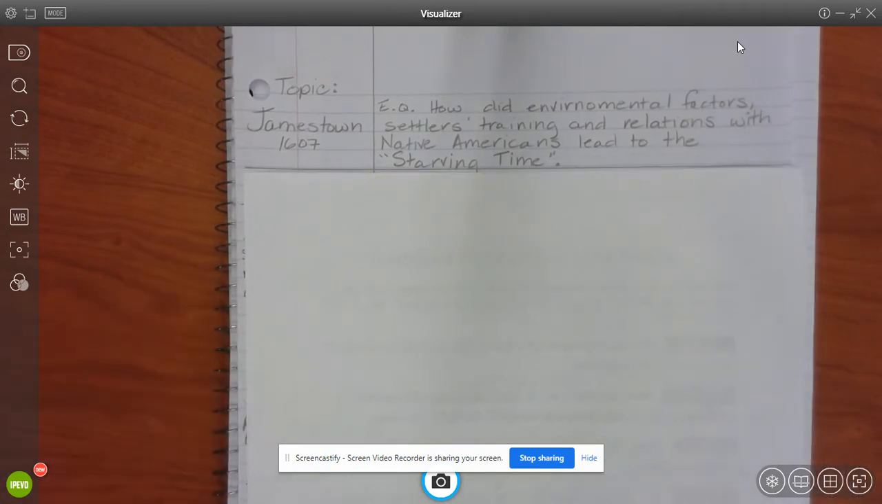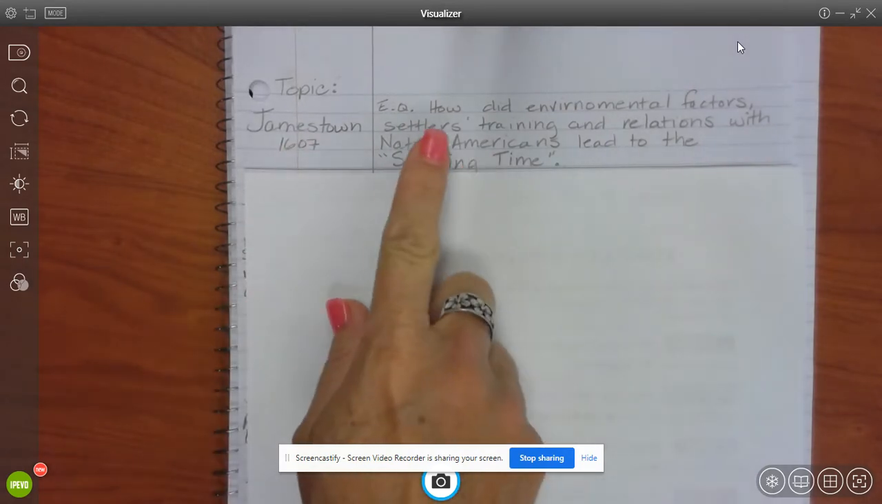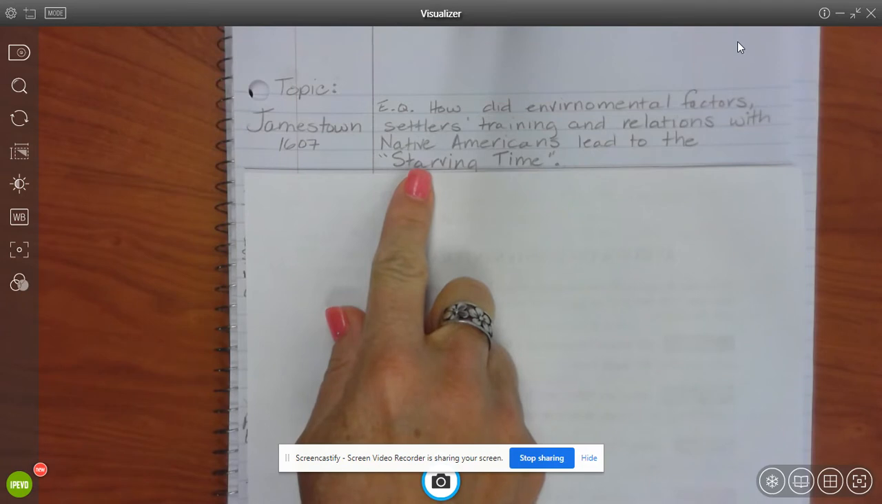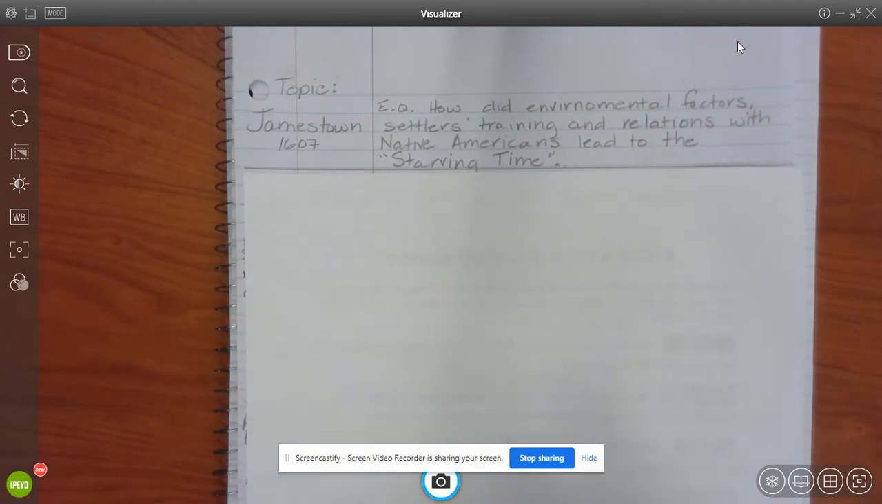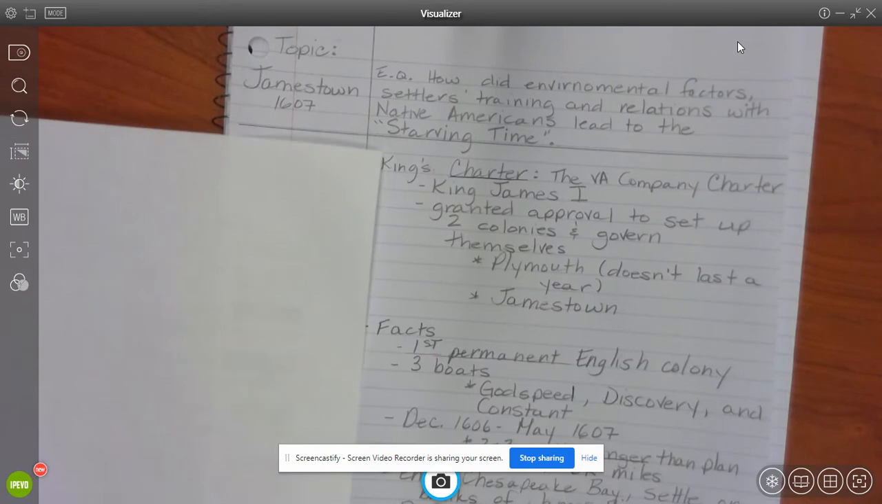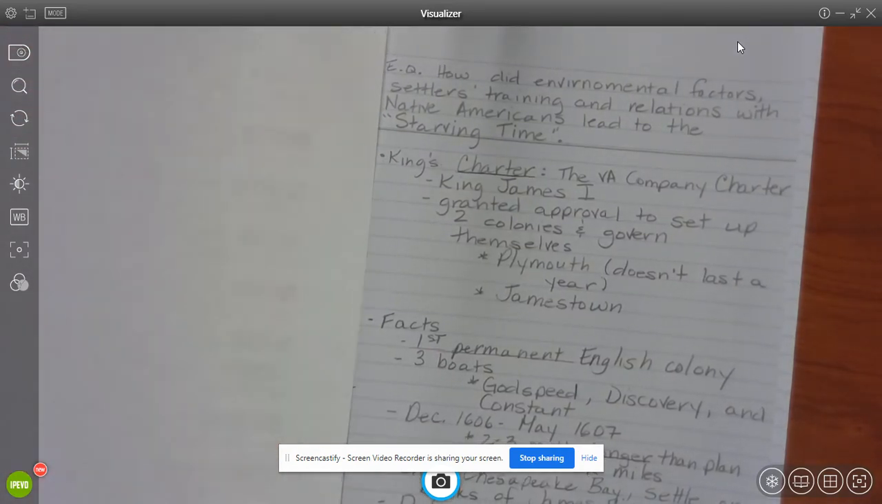So you'll see I have my topic, which is Jamestown 1607, and I have my essential question. So how did environmental factors, settlers training, and relations with Native Americans lead to the starving time? Then what I'm going to do is I'm going to go through and I'm going to take my notes. And I'm taking notes on the King's Charter.